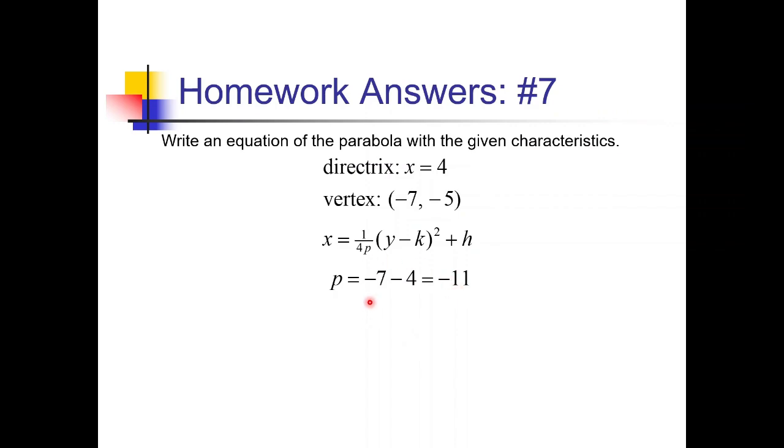Plugging that back in now, we have x equals 1 over 4 times negative 11. And then I've got to be careful here. This is y minus the y value of the vertex. So this is actually going to be y plus 5 quantity squared. And then out here, this h is the x value of the vertex, so negative 7. Simplifying all that, we end up with x equals negative 1/44 y plus 5 squared minus 7.